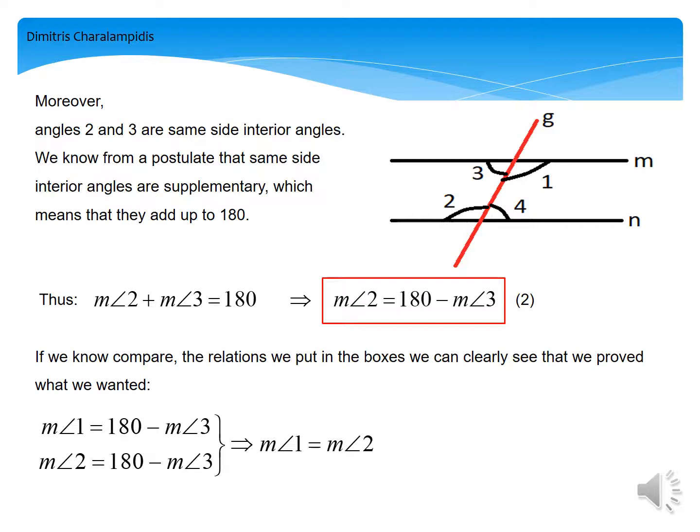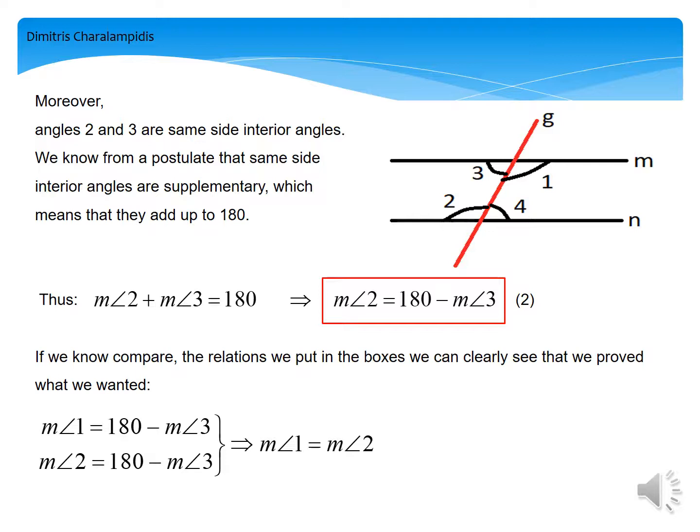Moreover, angles 2 and 3 are same-side interior angles. We know from a postulate that same-side interior angles are always supplementary, which means that they add up to 180 degrees. Thus, measurement of angle 2 plus measurement of angle 3 will be equal to 180. And again, if we rewrite this relation in terms of measurement of angle 2, we can have it as measurement of angle 2 equals 180 minus measurement of angle 3, and this can be our second relation respectively.